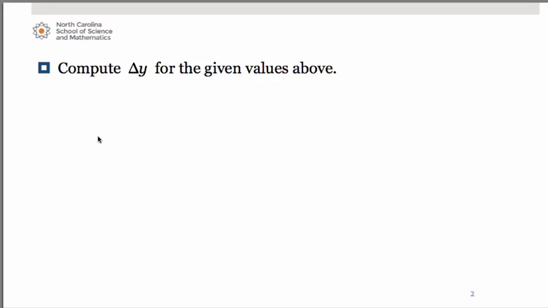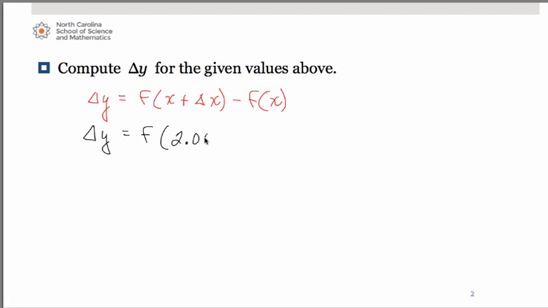Let's now compute delta y for the same equation. Delta y really represents the real difference between two function values on the original curve. Delta y is given to us by the function value of x plus delta x minus f of x. And notice how each of these is referring to the original function. That part's really important. Our x value is 2, delta x is 0.05. So we have the function value at 2.05. We're going to get that by substituting into the original function, remember, minus f of 2.